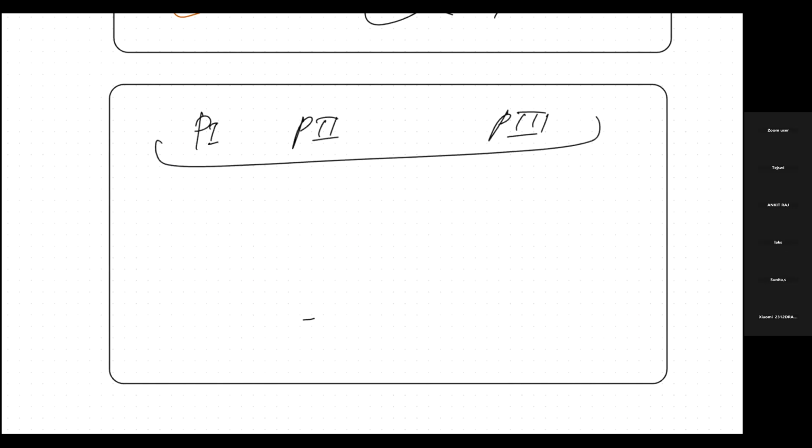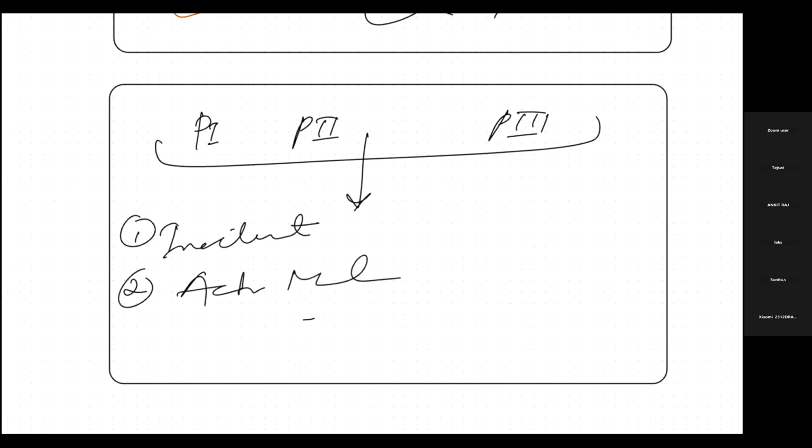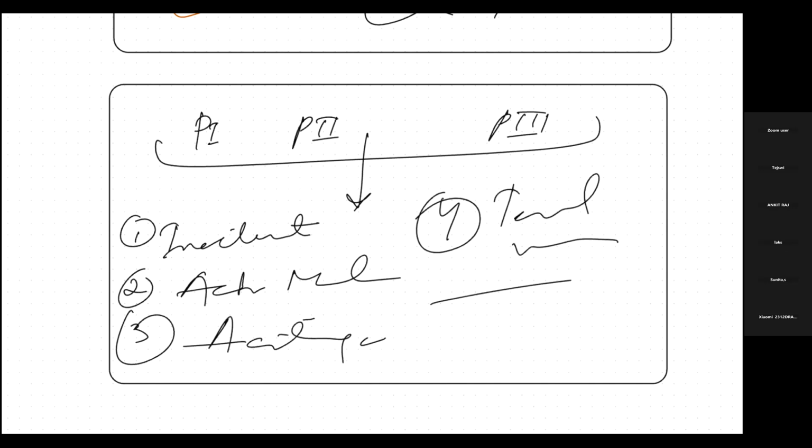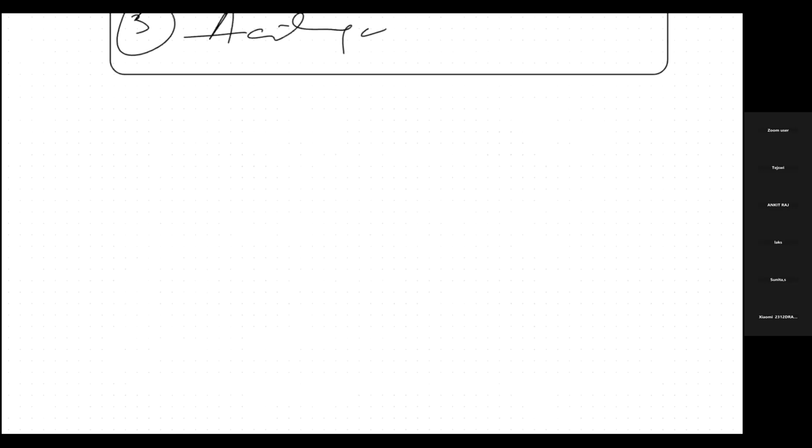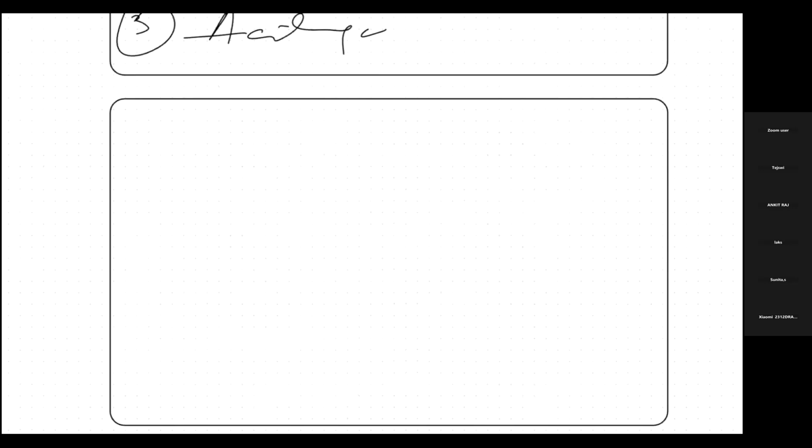Either the drug will be inactivated, or the drug will become an active metabolite, or it will be an active drug itself, or the drug will become a toxic metabolite. So these are the consequences of the metabolism. Now let's see what are the factors that are going to modify this metabolism.